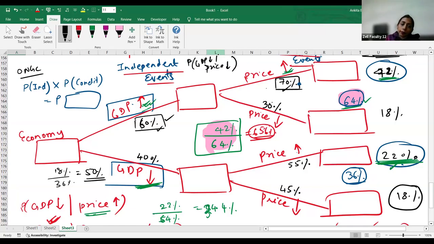Okay. Now do you understand? So this way of calculating the probability is known as Bayes theorem in your book.